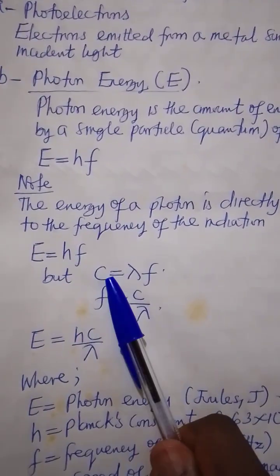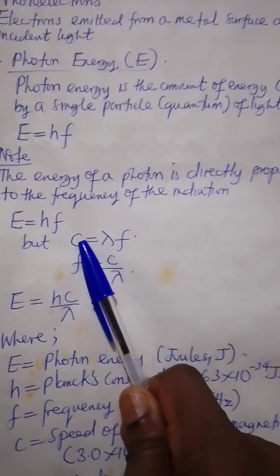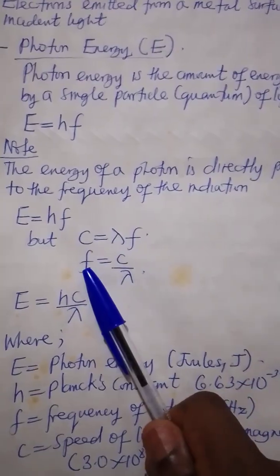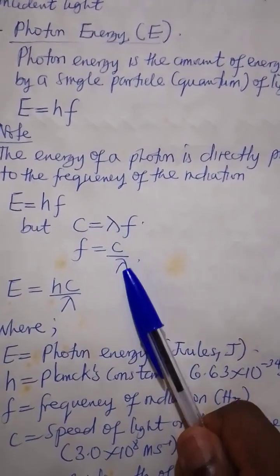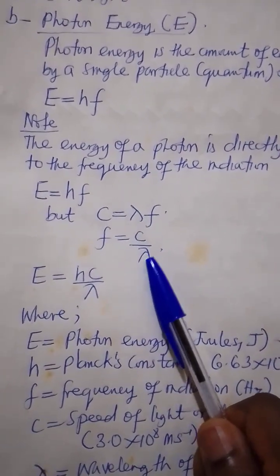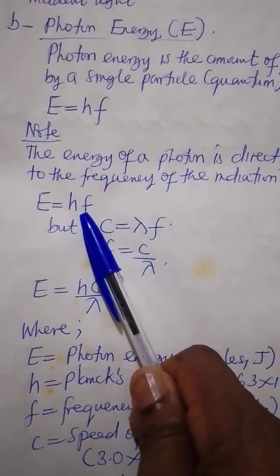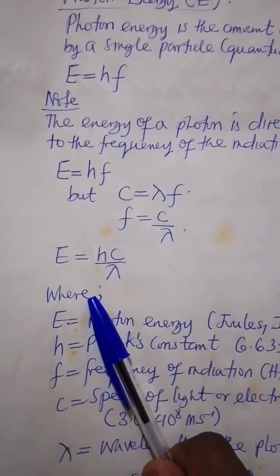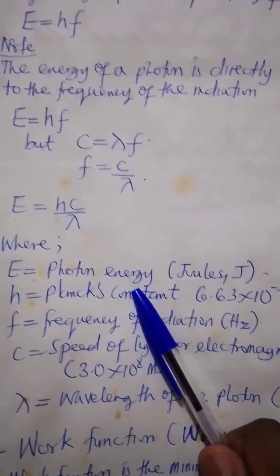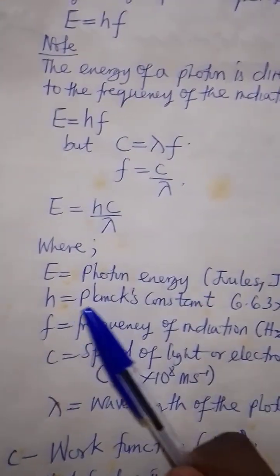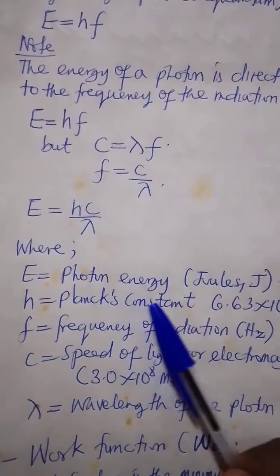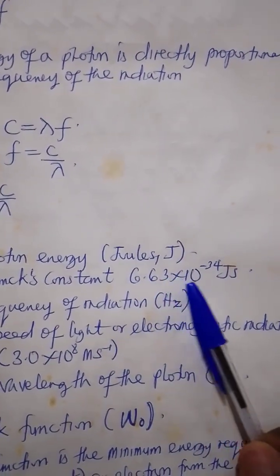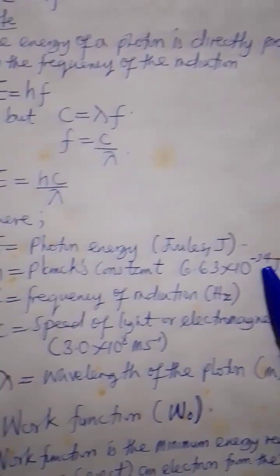Recall that the speed of electromagnetic radiation is the wavelength of the radiation multiplied by its frequency. So if we make f the subject of the formula, we have c over the wavelength, called lambda. If we now integrate this into the original formula, we'll come up with E = hc/λ, where E is photon energy measured in joules, h is Planck's constant, and the value is given as 6.63 × 10^-34 joule second.